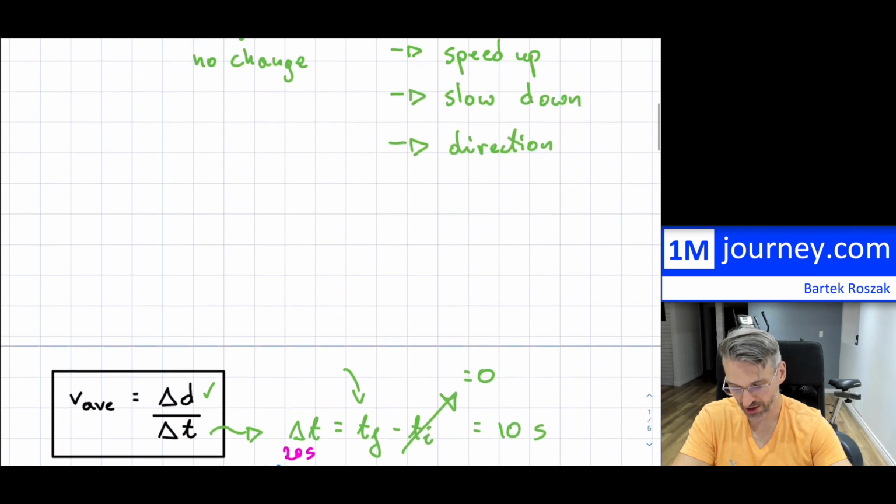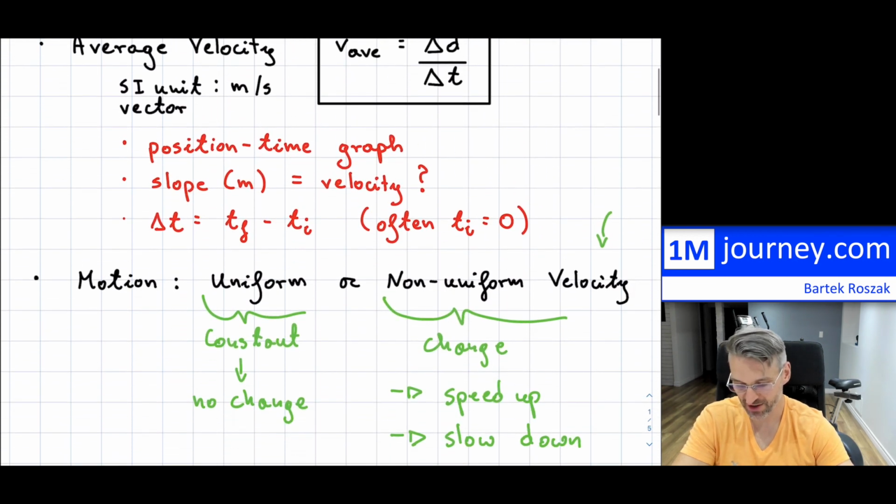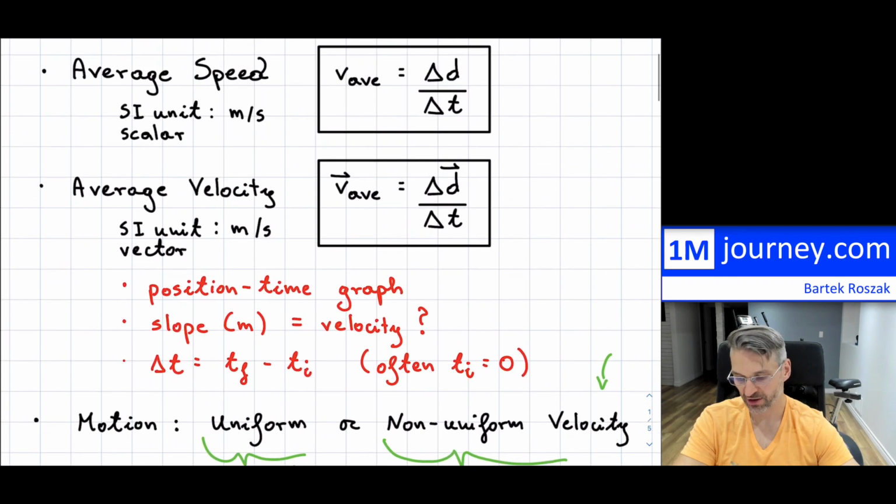So that's the introduction to these. Okay, this is what we have. So now you should differentiate between speed and velocity and start to slowly understand position time graphs and how to read them and tie them into slope.